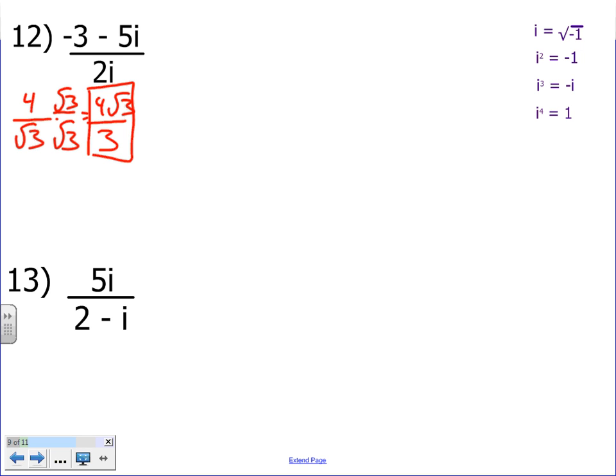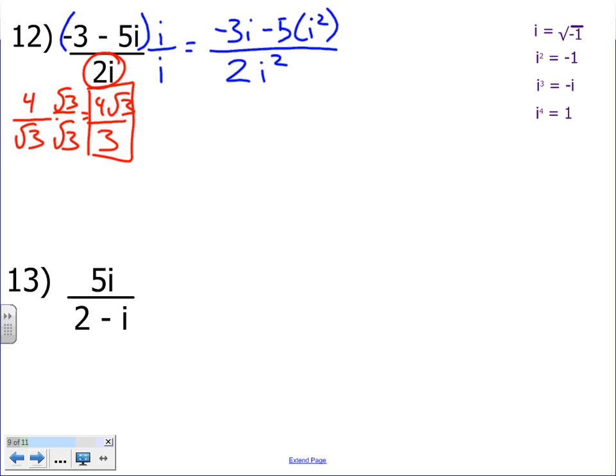The same thing with imaginary. We cannot have an i on the denominator of a fraction, so we have to get rid of it. So just like rationalizing, we want to multiply by that i. If we multiply the bottom by i and the top by i, we can simplify this. The top is going to be i times negative 3, which is negative 3i, and negative 5i times i is negative 5 times i squared. On the bottom, we have 2i squared, because i and i make i squared.